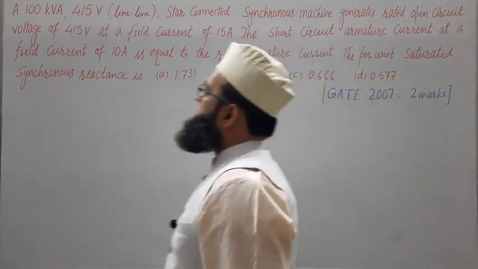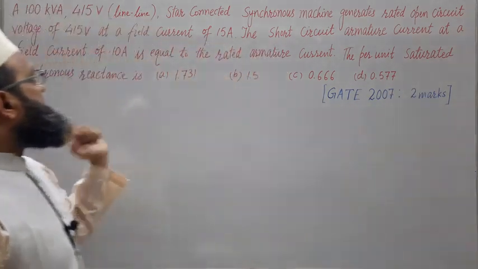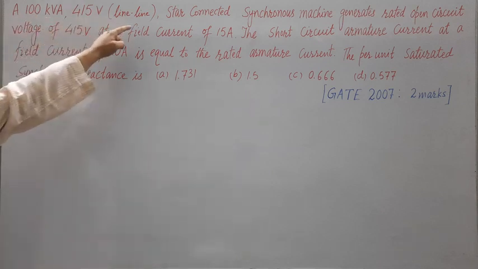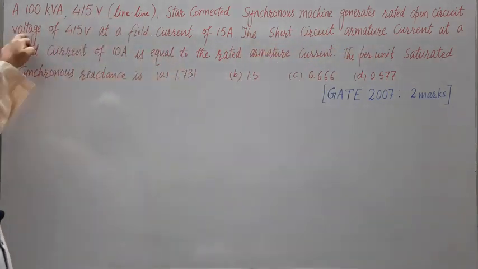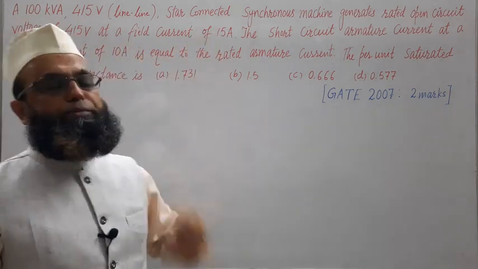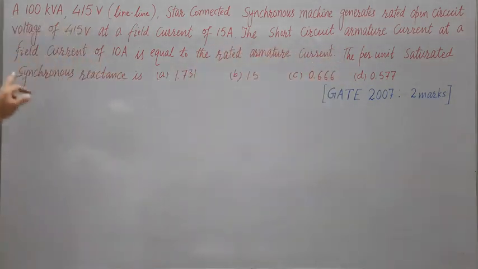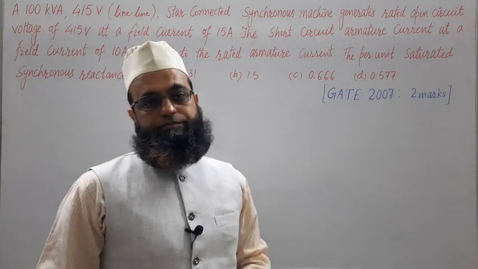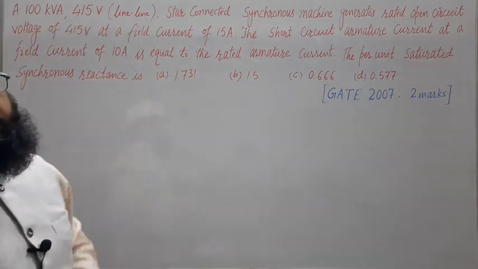Now we are going to solve this problem. This problem was asked in GATE 2007 of 2 marks. It states that a 100 kVA, 415 volt line to line, star connected synchronous machine generates rated open circuit voltage of 415 volt at a field current of 15 ampere. The short circuit armature current at a field current of 10 ampere is equal to the rated armature current. The per unit saturated synchronous reactance is.